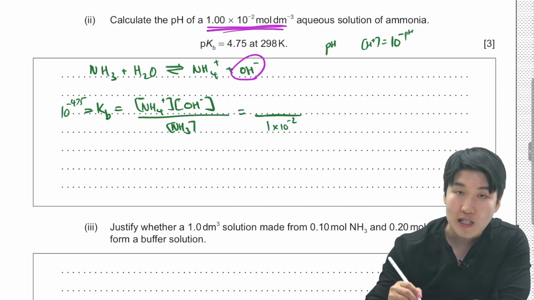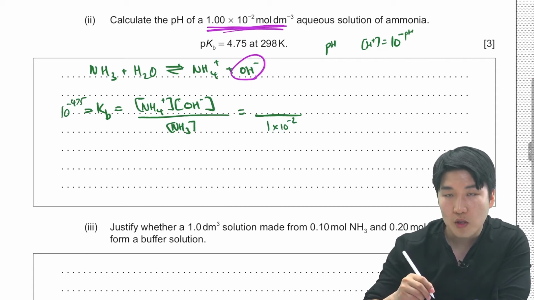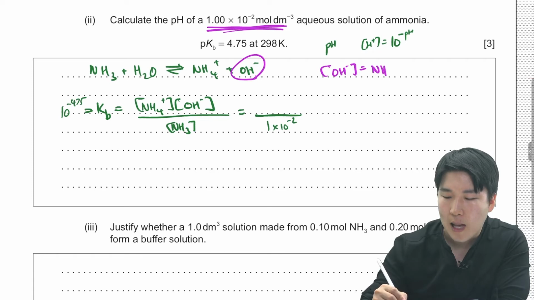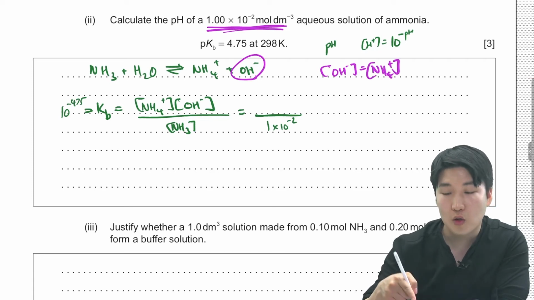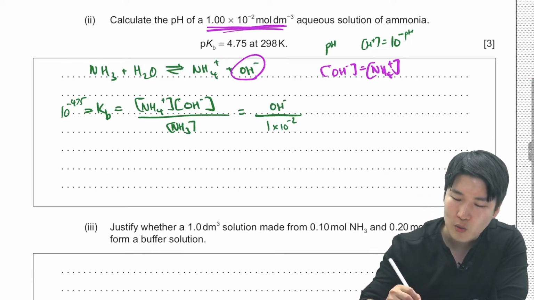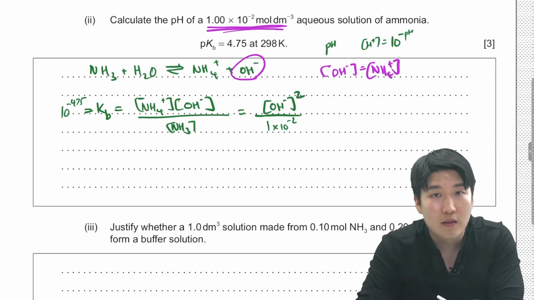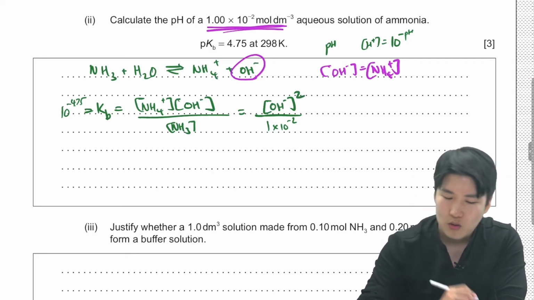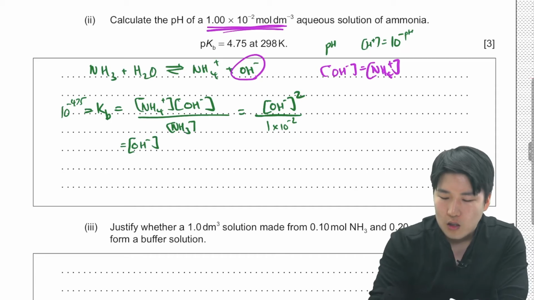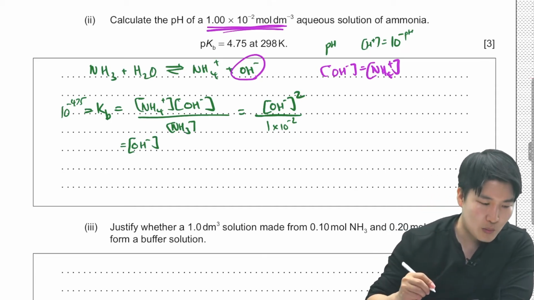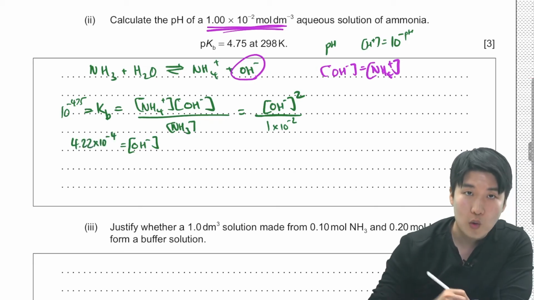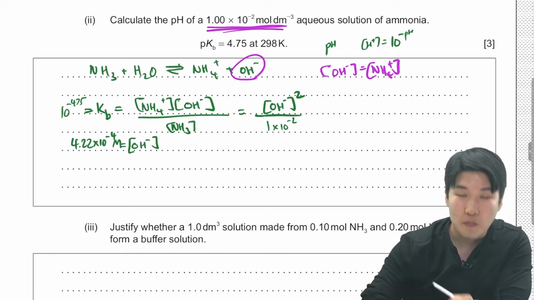OH minus concentration is what we're trying to look for, but we know OH minus concentration equals the ammonium ion concentration as well. Why? Because those two products are produced in a 1:1 molar ratio. So we can represent OH minus squared over 1 times 10 to minus 2 to be our Kb. Let's do the math to work out OH minus. If we do the math, OH minus is going to be calculated as 4.22 times 10 to minus 4. Let's not forget the unit, big M.